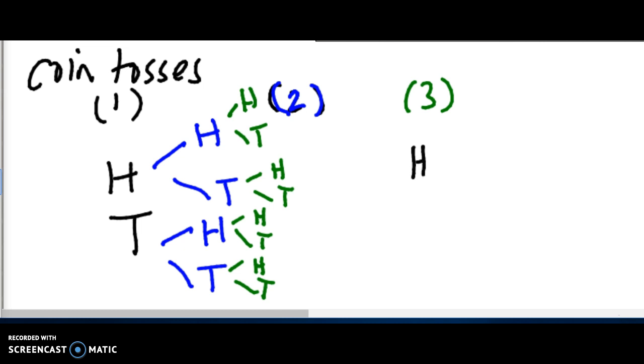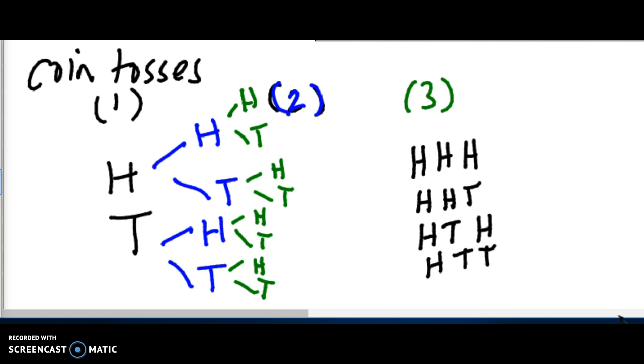heads, heads, heads, heads, heads, tails, heads, tails, heads, heads, tails, tails. And that would be if we landed on heads during the first toss. Well, the same principle applies if we land on tails during the first toss.